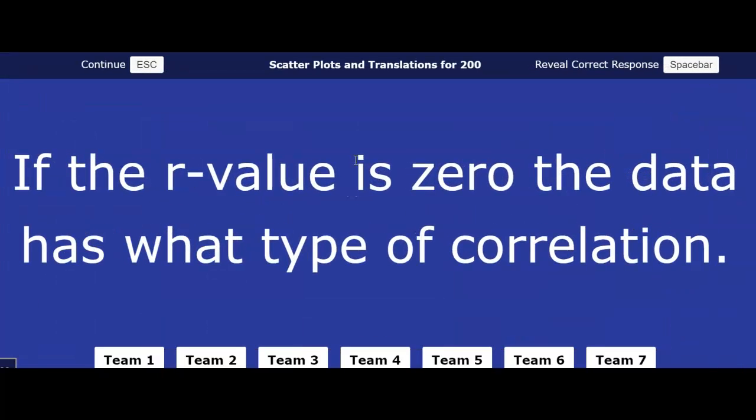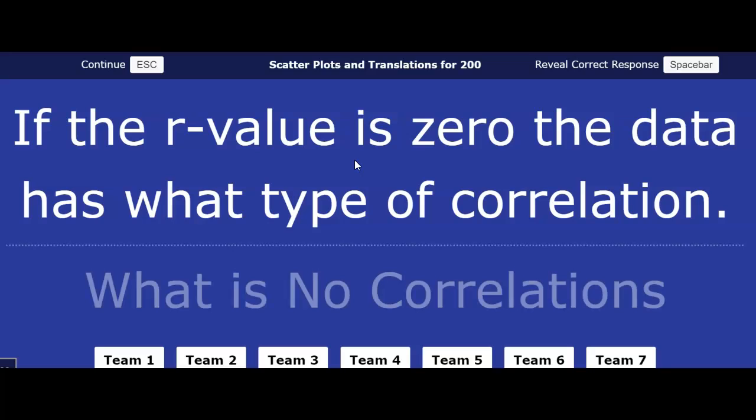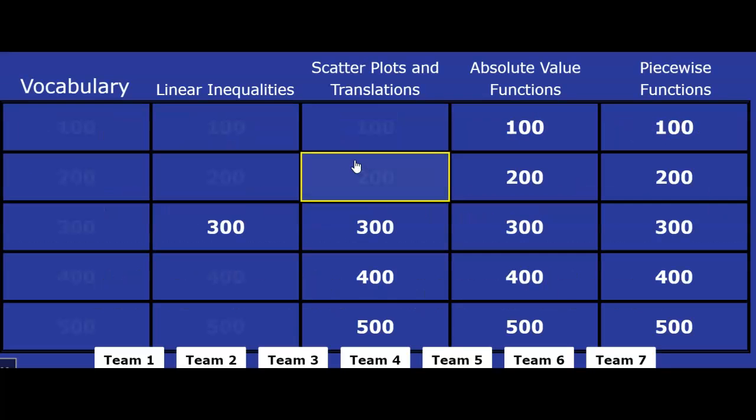If the R value is 0, the data has what type of correlation? Okay, Nick. I know, and I hit escape because you raised your hand like you knew it, and you did not. I was going to say neutral, but I thought that was a fancy word to call it, straight.